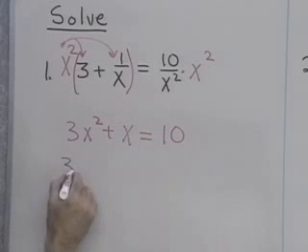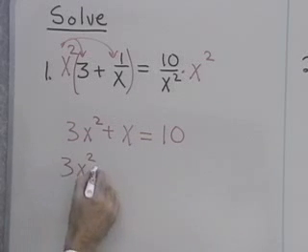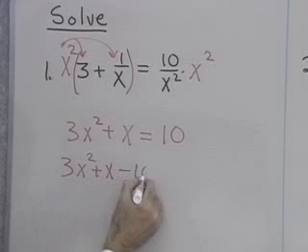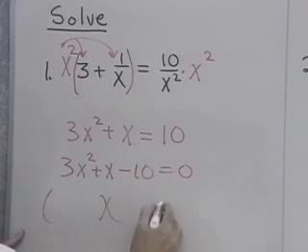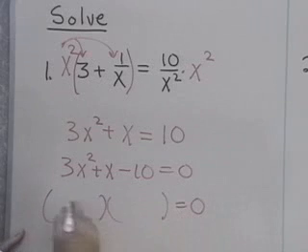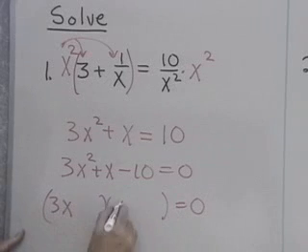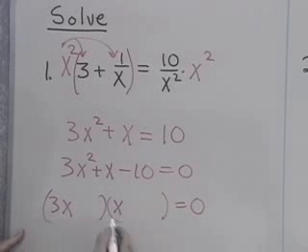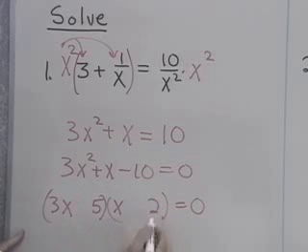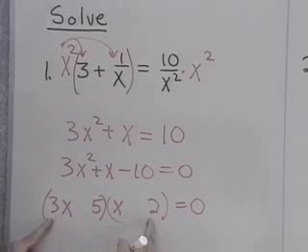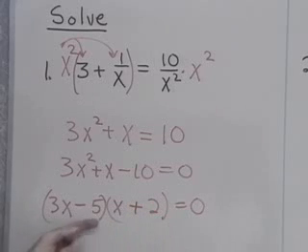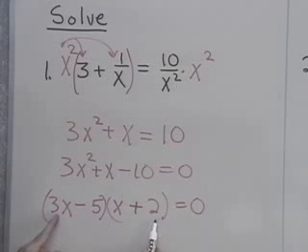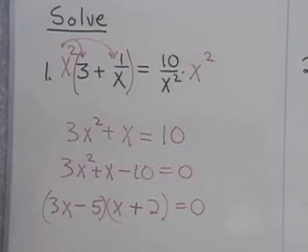I'll put this in standard form. 3x squared plus x minus 10 is equal to 0. I'll factor this. Let's try 3x and x, and how about 5 and 2. Inside I have 5x, outside I have 6x, so that should work. So (3x minus 5)(x plus 2) equals 0. Is that right? Negative 5x, positive 6x is positive 1x.